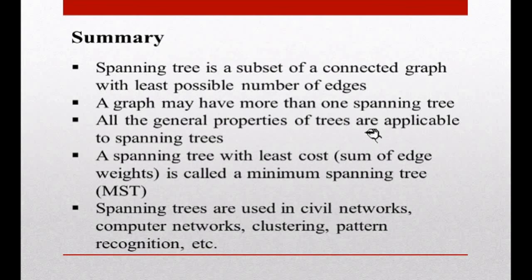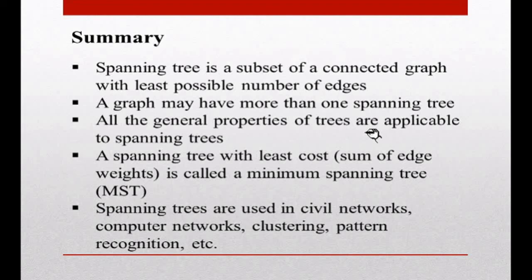So the summary of this session is that a spanning tree is a subset of a connected graph. When I say subset, it's a subset of the edges, not the vertices. All the vertices have to be included in the spanning tree, with a subset of the edges such that all the vertices are connected with the least possible number of edges. A graph can have more than one spanning tree. We've also looked at some general properties, and all the general properties that trees possess are applicable to spanning trees as well.